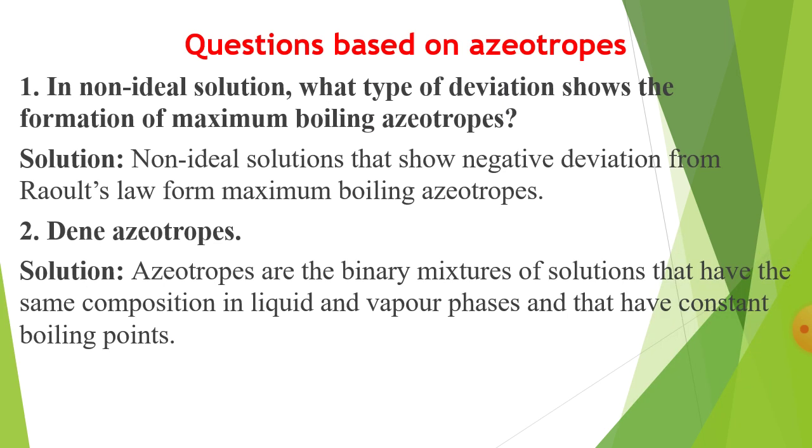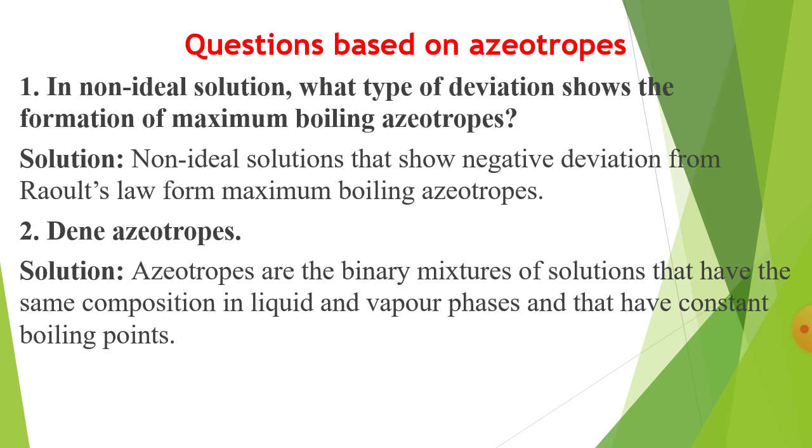Now, questions based on azeotropes. Question number 1. In non-ideal solution, what type of deviation shows the formation of maximum boiling azeotropes? So maximum means more boiling point. This belongs to more interaction, and more interaction is in the negative deviation. So that's why non-ideal solutions that show negative deviation from Raoult's law form maximum boiling azeotropes.